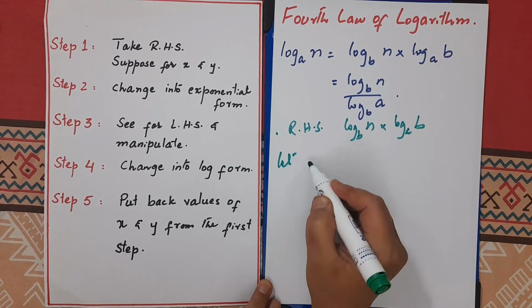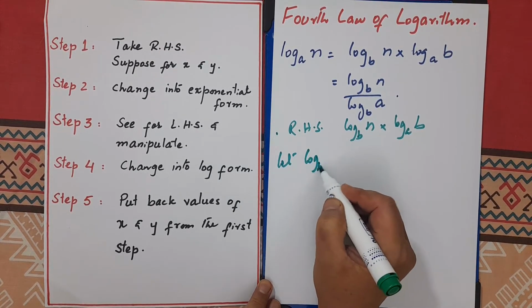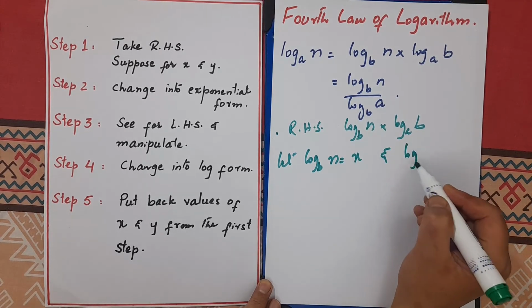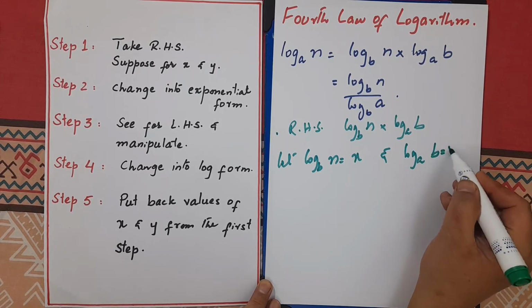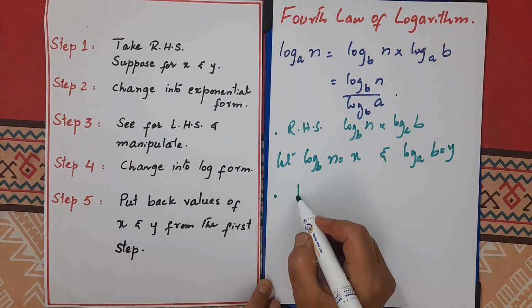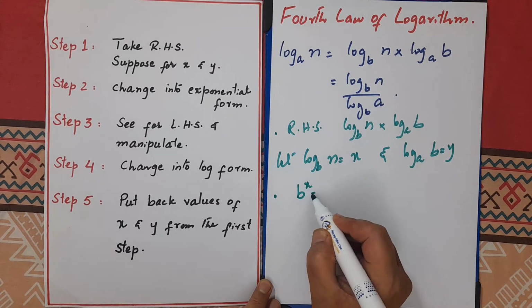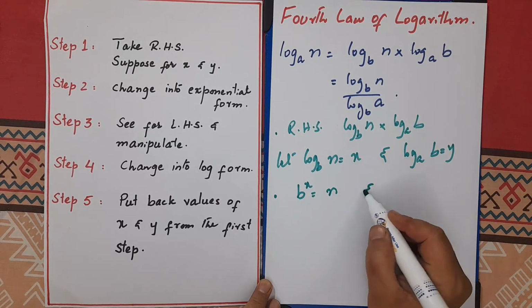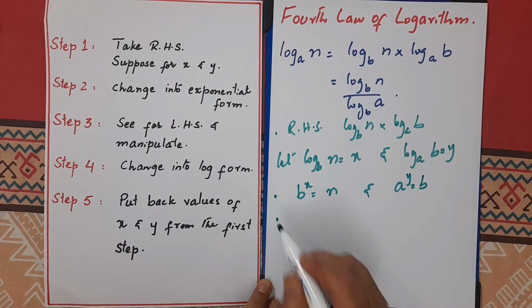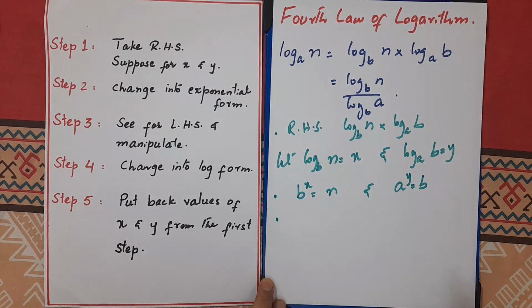Let log to the base b of n be equal to x and log to the base a of b be equal to y. Second, change into exponential form. b raised to the power x is equal to n and a raised to the power y is equal to b. Now see the left hand side and manipulate.